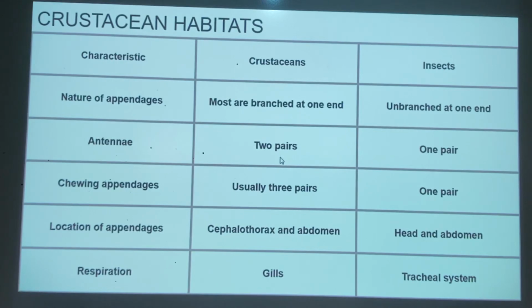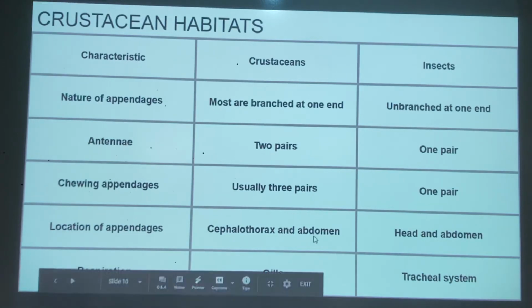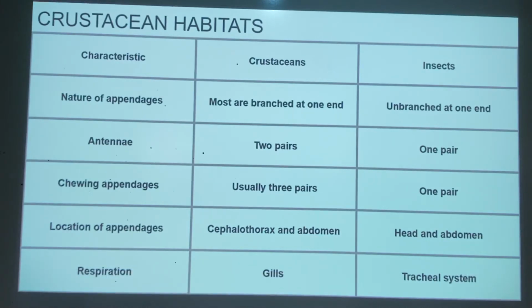Crustaceans have 2 pairs of antennae, whereas insects have 1. In a crustacean, they're going to have 3 pairs of chewing appendages, where insects only have 1. Crustaceans are going to have their appendages located on the cephalothorax and the abdomen, whereas insects rarely have them on the head, but mostly on the abdomen. And then crustaceans breathe through gills, where insects breathe through a tracheal system.